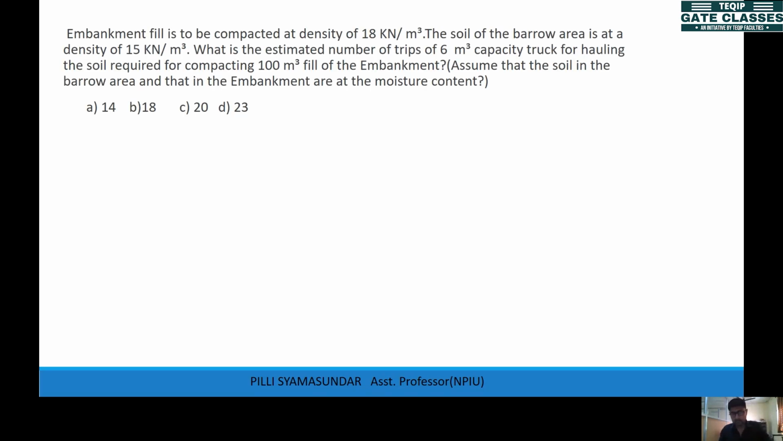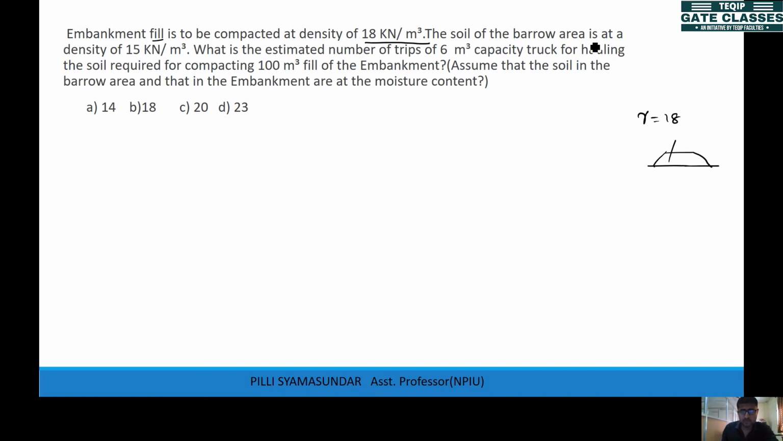Yeah, here we have one more question. Embankment fill is to be compacted at a density of 18 kilonewton per meter cube. Embankment fill. See, this is the same kind of question that we have seen. So this is a fill, having unit weight 18. I'm leaving the units as of now to save time.